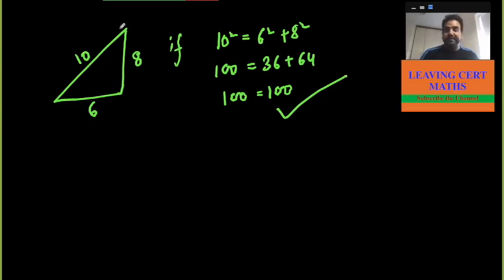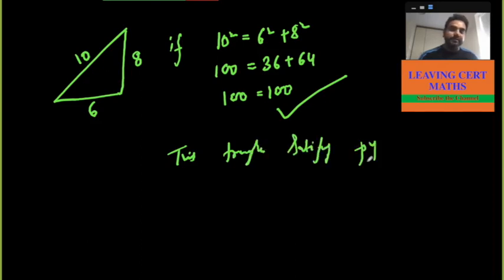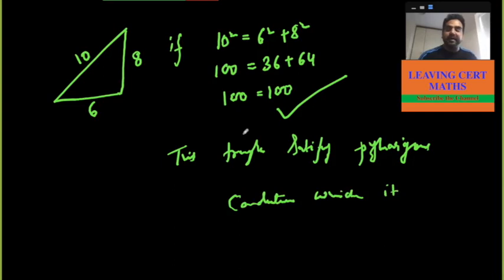So this triangle satisfies the Pythagoras condition, which means it is a right angle triangle. And a right angle triangle will always be like this: the largest side is always your hypotenuse. So the 90 degrees will be here. You understand? Does it make sense?